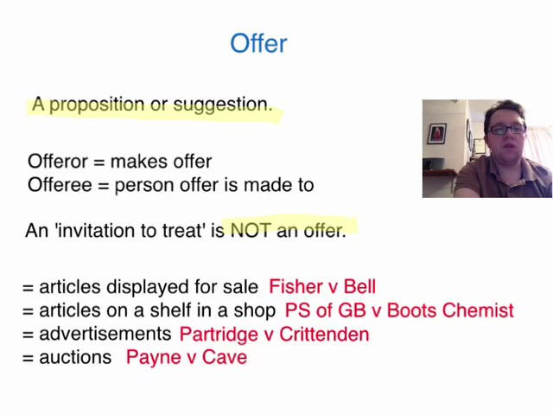So, for instance, articles displayed for sale in a shop window. In Fisher & Bell there were illegal flick knives on display in a shop window. That was inviting the customer to come into the shop and to make an offer, to put money down for whatever the knife was priced at. Or any articles on a shelf in a shop, such as in the Boots Chemist case.